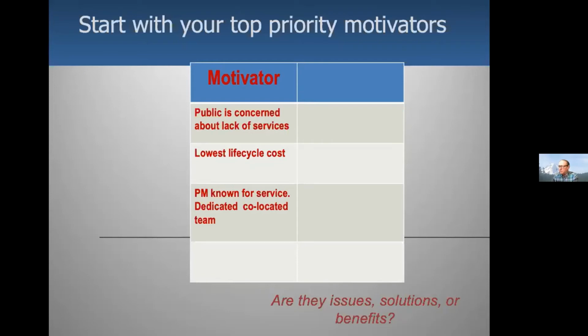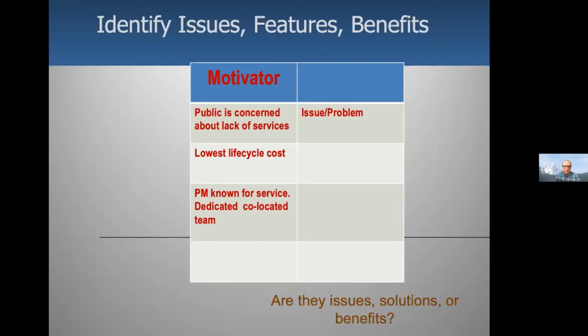So we've got this list of motivators. Now we ask ourselves, what are these? Are these issues or concerns? Are they features, something we have to offer? Or are they the benefit that the client wants? So this first one, the public is concerned about lack of service. Where does that fit? Well, that's an issue or a problem. So it'll go into that column.